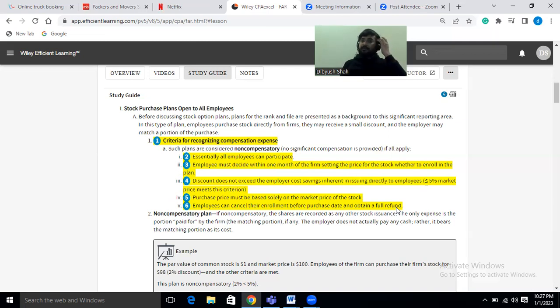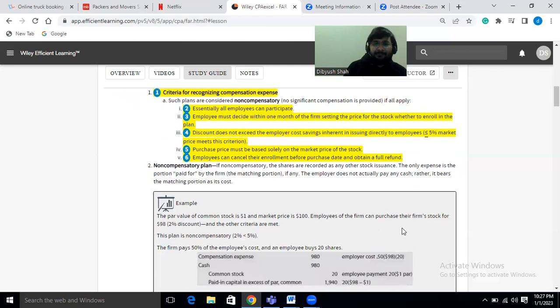Now, this is mostly the criteria and you should remember them. But we are essentially accountants. We should know what is the accountant's part. Now, I have got an example. The example says the par value of common stock is $1. I think after teaching you the entire equity chapter, you know what is a par value, right? Face value. And market price is $100. It's perfectly possible. Shares were issued way back. Market price today is 100. Employees of the firm can purchase their firm stock for $98.